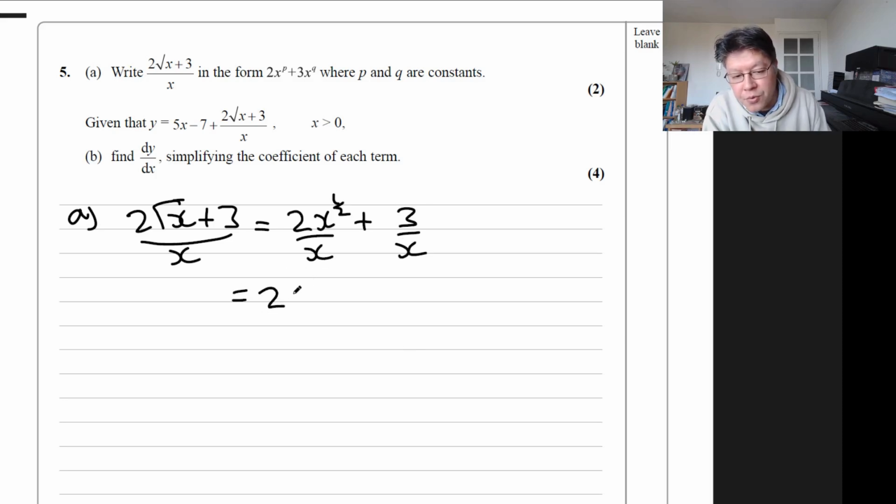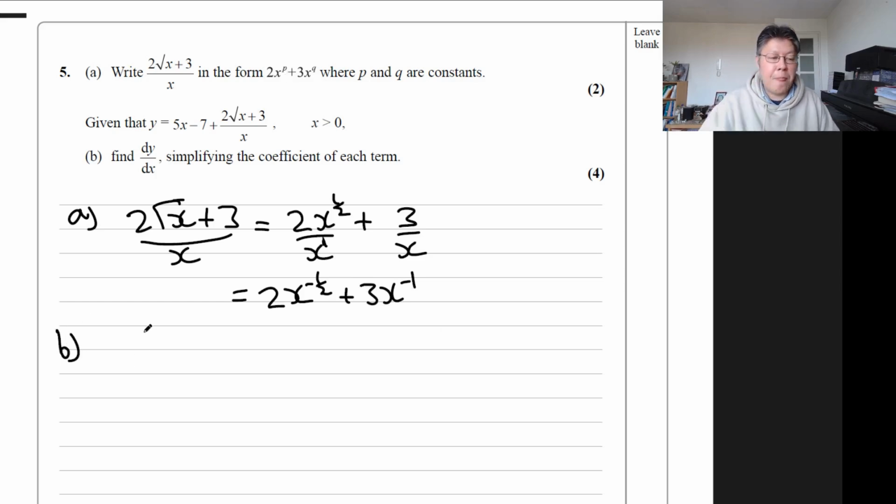So we get 2x, and there's a little 1 here, so that will be half minus a 1, so that's minus a half, plus 3x to the minus 1. So that's part A done.